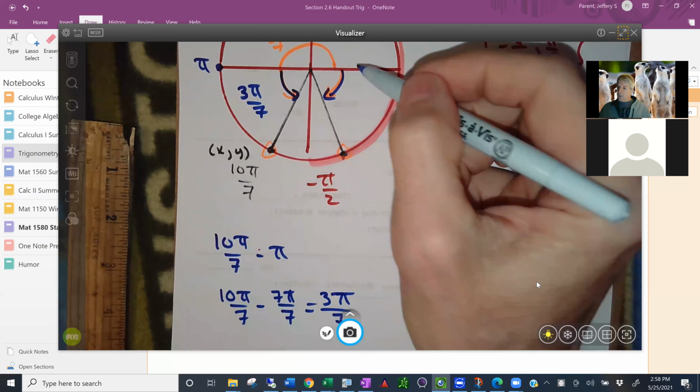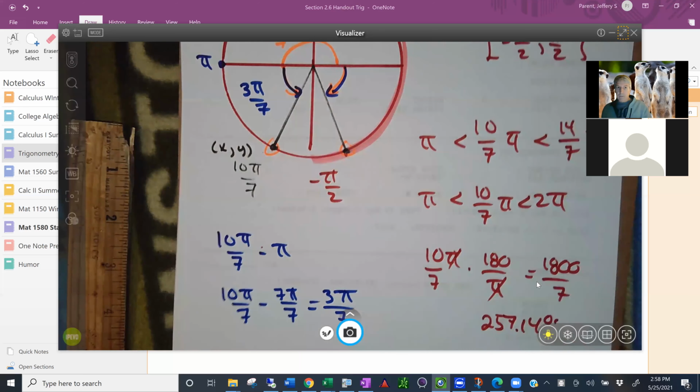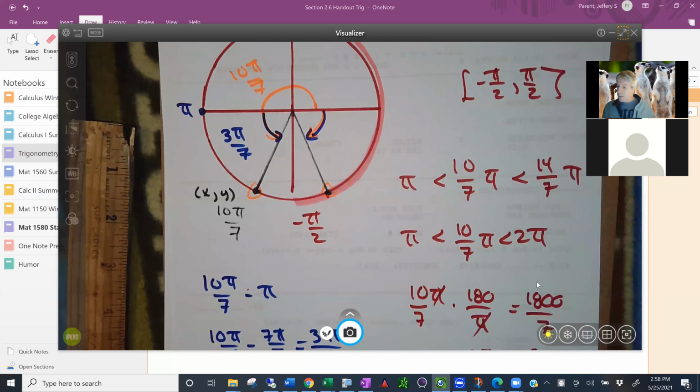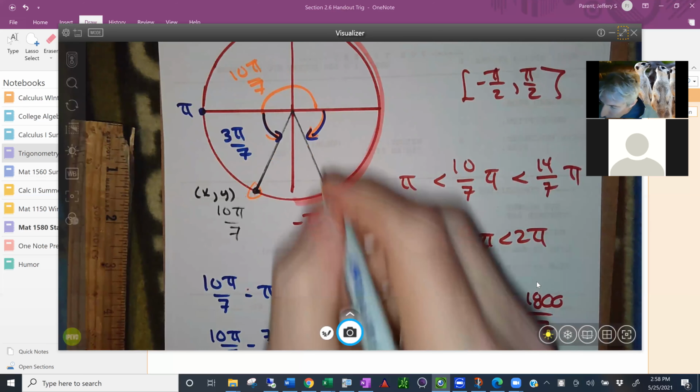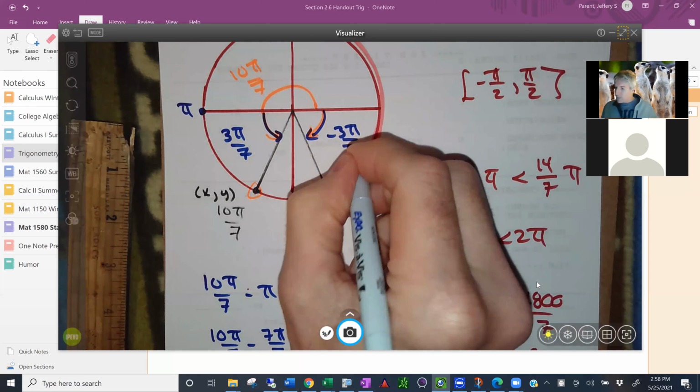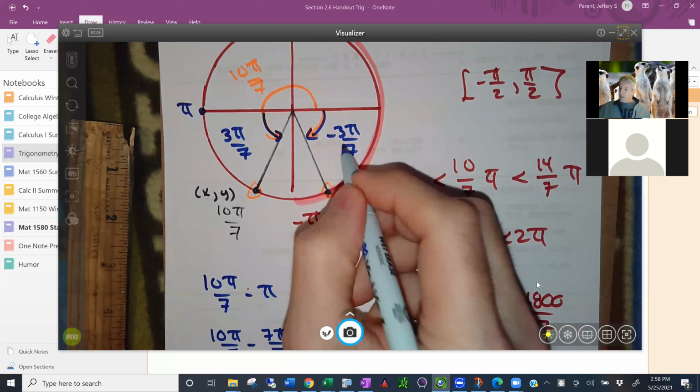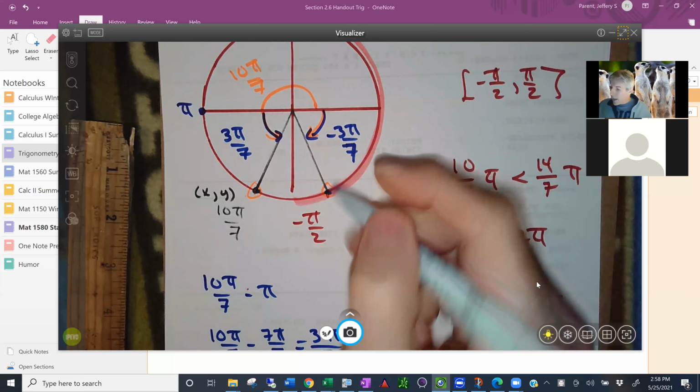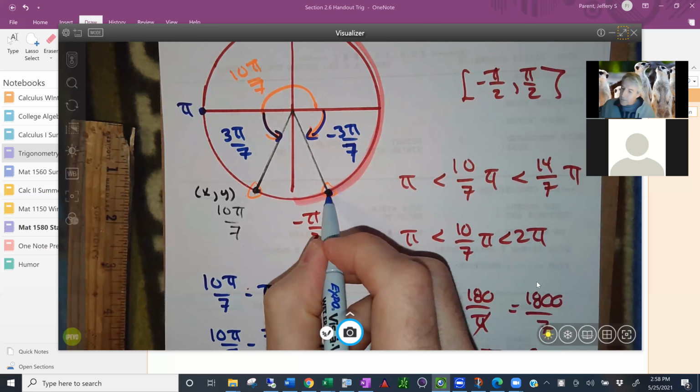So what do you think the answer is then overall? What would I have? Negative 3 pi over 7. Negative 3 pi over 7. That's it. And so that'll take you this negative direction, and it'll give you the same y coordinate that this one would.